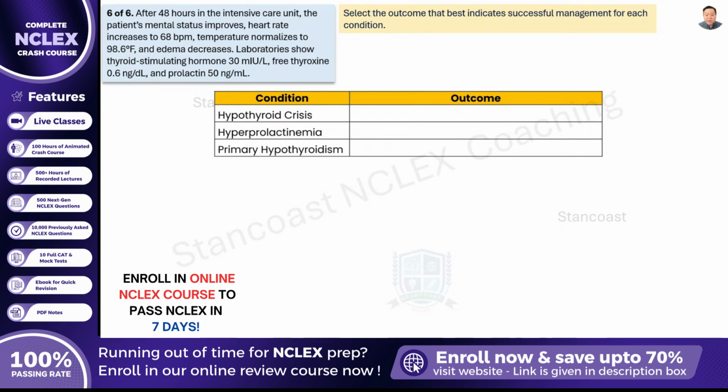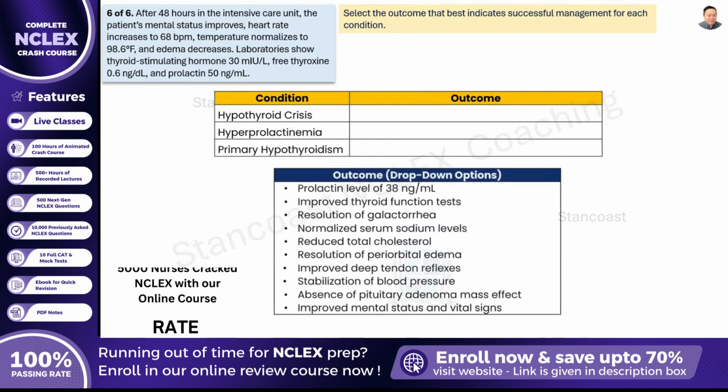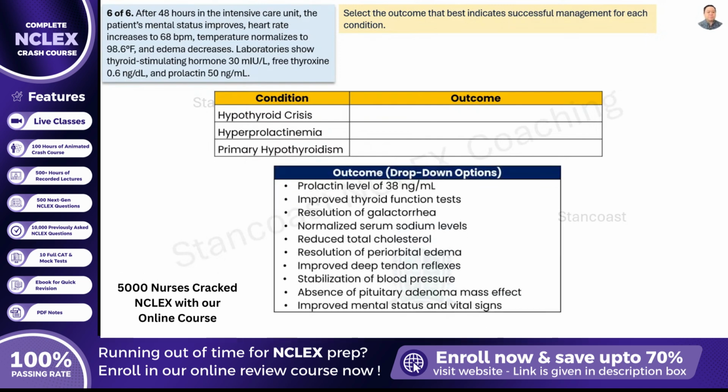So I want you to think here as a nurse at the bedside and make sure that you choose the outcome that would clearly reflect clinical improvement soon, not something that's more of a long-term goal. So what do you think would be the answer for the outcome here? Of course, we have the following options. So for the hypothyroid crisis, what do you think?